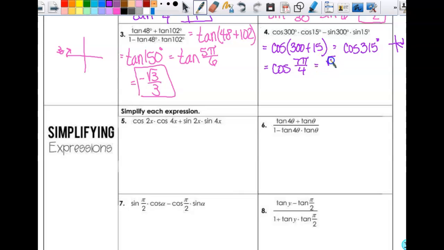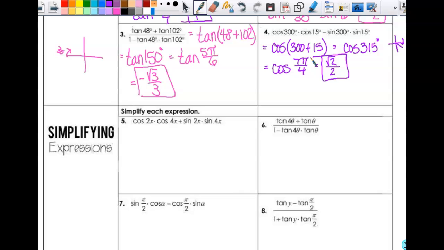Square root of 2 over 2. Good. And we're in the fourth quadrant, that makes it positive. That's my answer. Okay. Any questions at this point? Alrighty. So that's evaluating, meaning we're actually going to get a number.